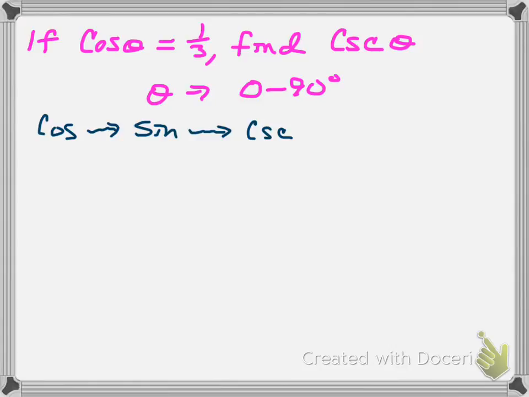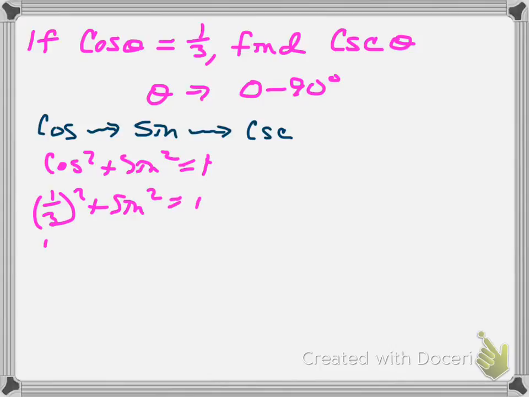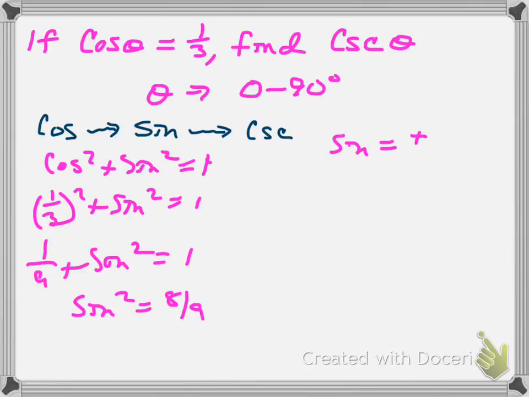Why don't you see if you can do both of those in this problem? First one's going to be an identity. So cosine squared plus sine squared equals 1. 1/3 in for cosine. That's 1/9. Subtract it to the other side. Like so. Square root. I get 2√2 on top. We know how to simplify roots. And 3 on the bottom.